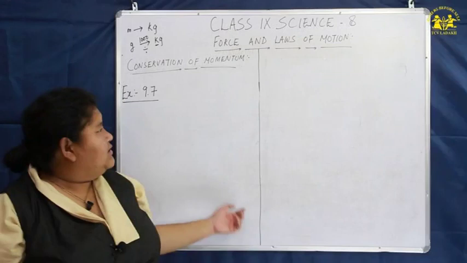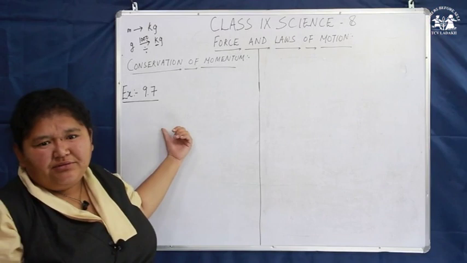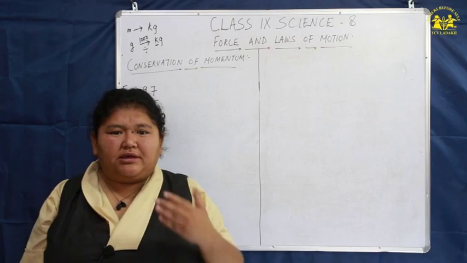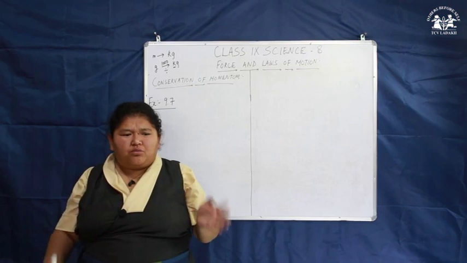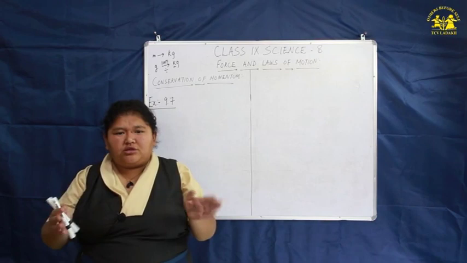Okay, then the next example. Example 9.7 in the textbook. Please look at the textbook diagrams and take the given values. In example 9.7, there is a girl standing on a skateboard.